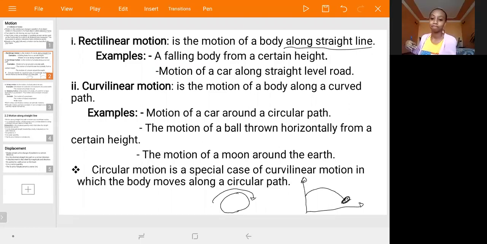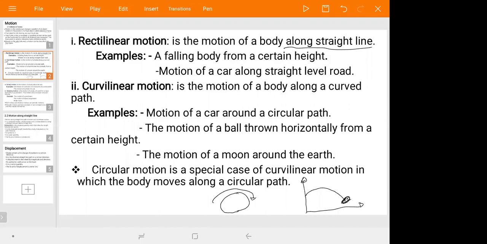The moon is a satellite of the earth. The moon rotates around the earth, or moves around it. The motion of the moon around the earth is one type of curvilinear motion. Because of what? Because of the shape of the earth.